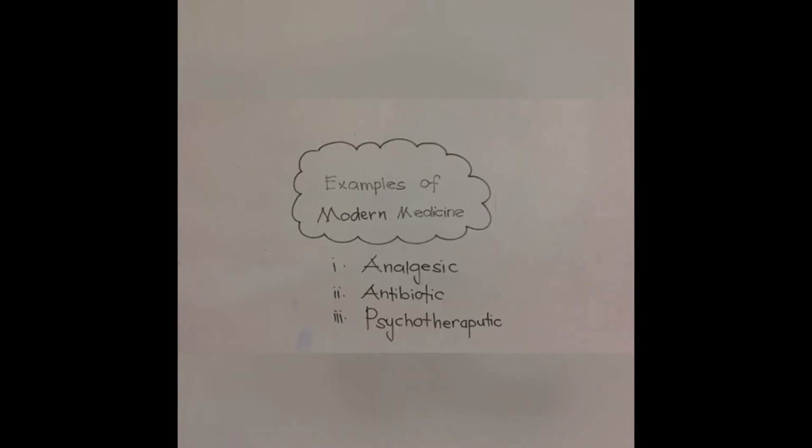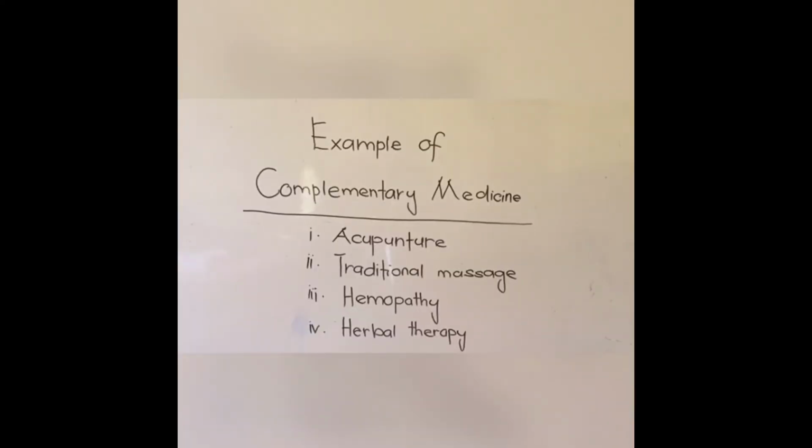And if you are confused, you may take a clue. Antidepressants are used for depressed people. And then the last class for the psychotherapeutics is antipsychotics. So let's look at the examples of complementary medicines.